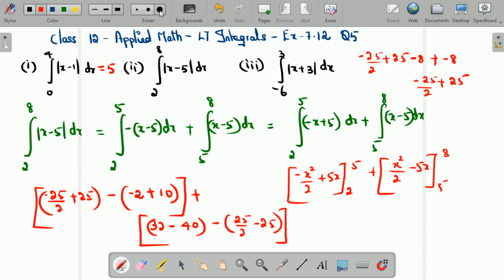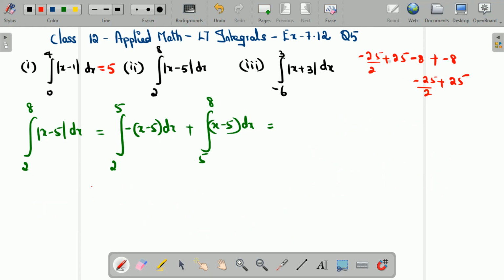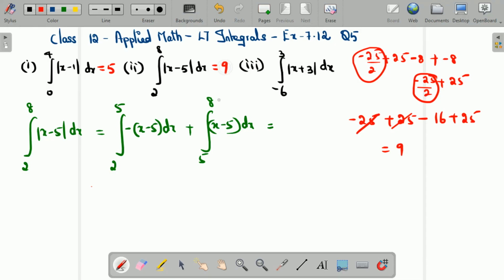Now let's simplify these fractions. If you take minus 25 by 2 and another minus 25 by 2, it is minus 50 by 2, which is minus 25 plus 25. Then this minus 8 and minus 8, I'm combining as minus 16. Then there is a plus 25. So minus 25 and plus 25 will get cancelled. 25 minus 16 is equal to 9. So the value of the second integration is 9.